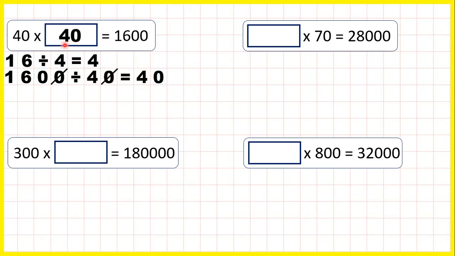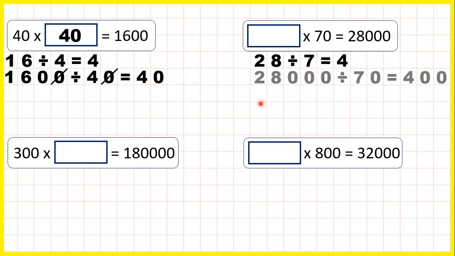So 40 times 40 is 1600. And you can see that that works because 4 times 4 is 16, but then we have a total of 2 zeros in our multiplication question, so we need 2 zeros in our answer. What times 70 equals 28,000? Well, 28 divided by 7 is 4, and that will help us work out 28,000 divided by 70.